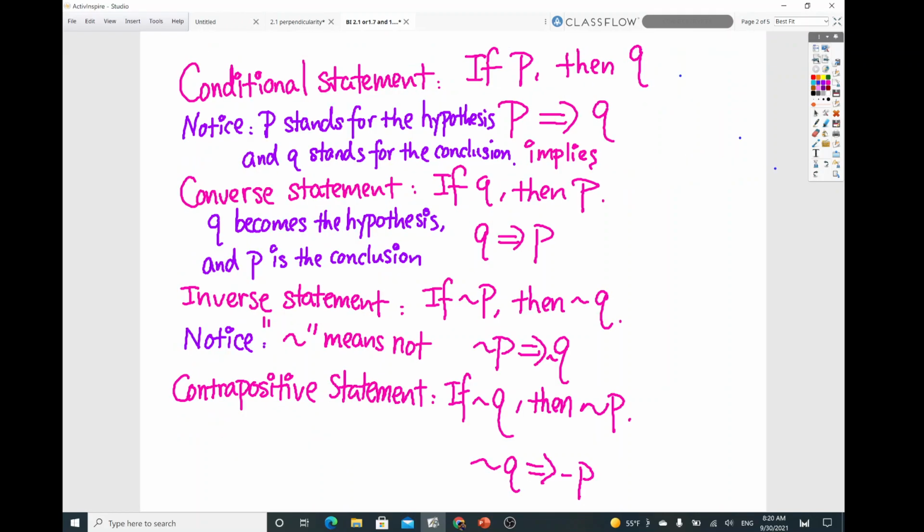So again, always recognize the structure. Conditional statement: if P, then Q. Converse statement: if Q, then P. Inverse: we just want to negate the statement, so if not P, then not Q. Contrapositive, the combination of converse and inverse: if not Q, then not P.